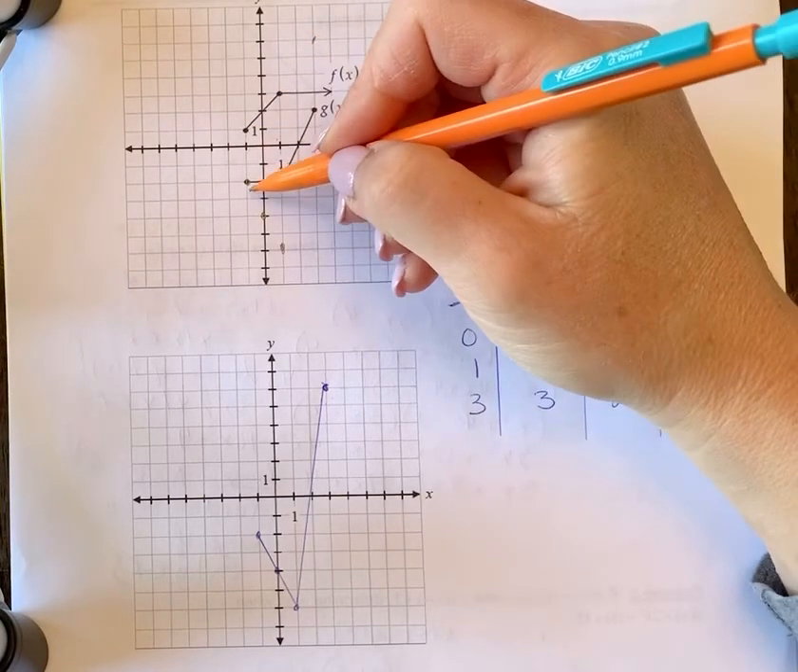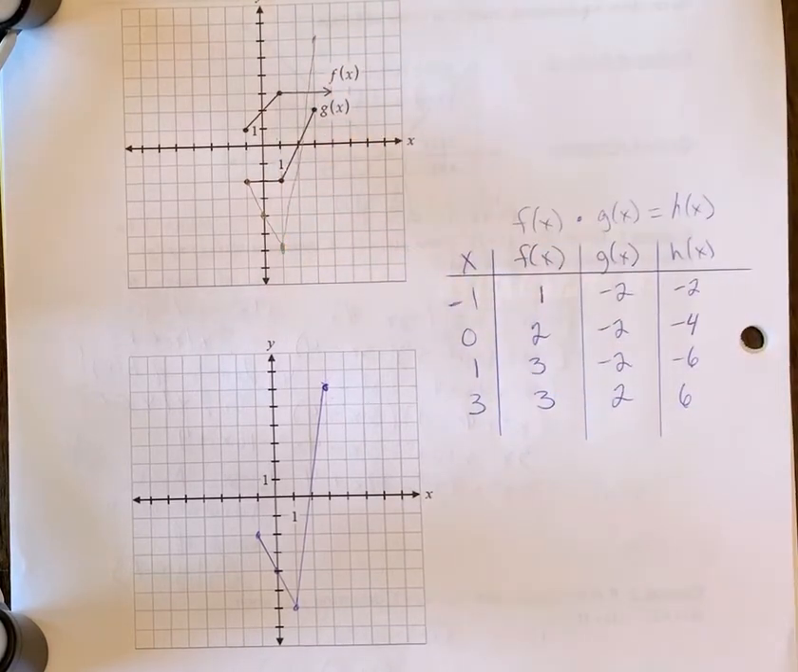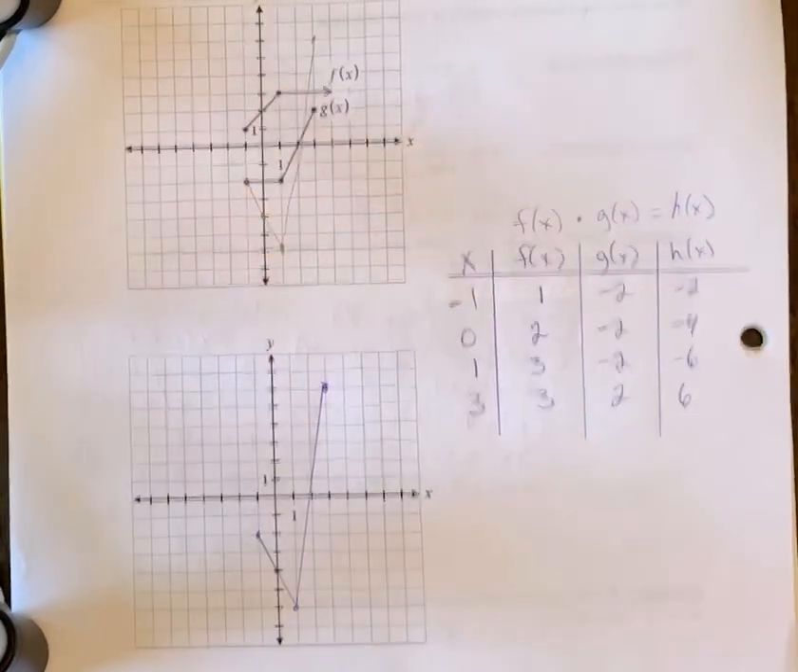And then I could have drawn that there as well. So sometimes it's just nice to sort of see, if you don't want to write out the table, that lining up the points is also a good strategy.